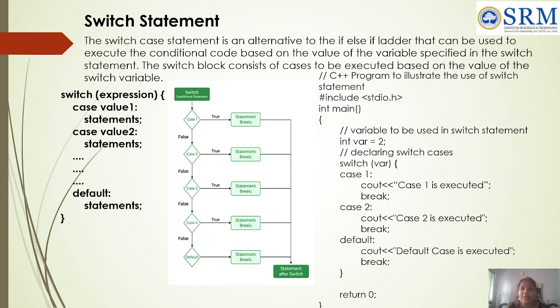If you see this example here, I have declared the variable as 2. So the switch variable is 2. It won't go to case 1. It goes to case 2 because the variable is 2. So case 2 is executed and then there is a break. So it comes out of the switch statement and prints "case 2 is executed". This is how the switch statement works. So these are the various conditional statements.